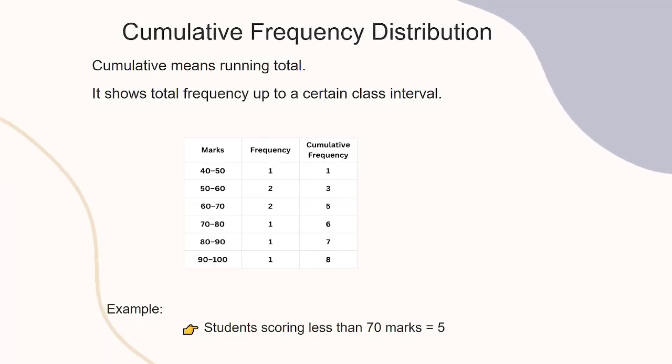Let us understand cumulative frequency distribution. The cumulative means running total. It shows the total frequency up to a certain class interval. In this table, if you want to know how many students scored less than 70 marks, see the count is 5.